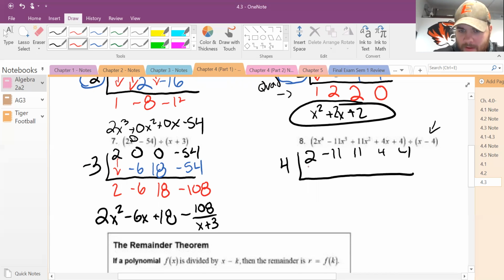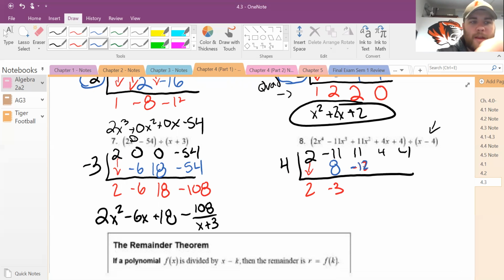Once again, the process, drop this straight down, I get 2. 4 times 2 is going to give me 8. Okay, add straight down, I get negative 11 plus 8 is going to be negative 3. Is that right? Yep, that's right. Okay, 4 times negative 3 is going to be negative 12. Ooh, that needs to be in blue, doesn't it? Stay consistent. Okay, there we go. Negative 12. So we add straight down.